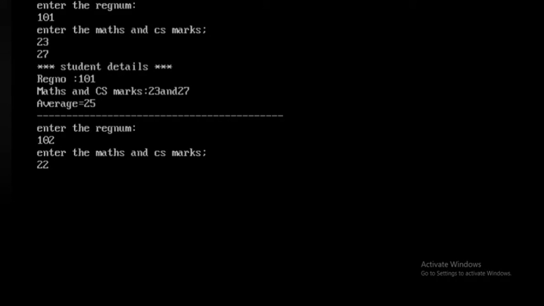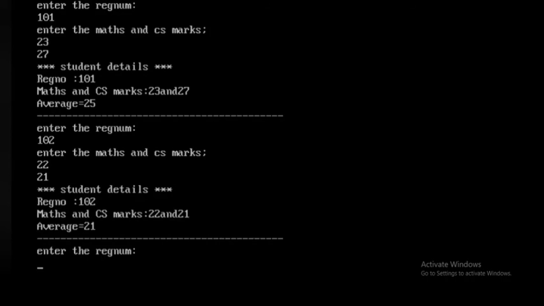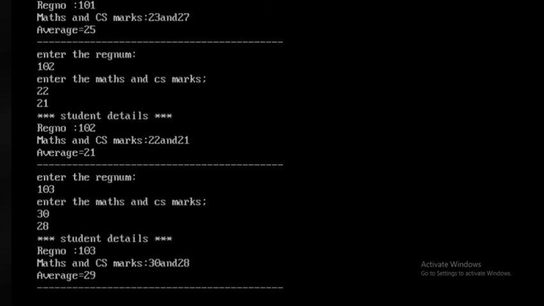Okay, 22 then 21. So 22 and 21 is going to give the average value. Again register number 103. Enter the CS and maths marks, so 30 and 28. Then it's going to display the student details: register number along with maths and CS marks and average marks. It's not going to take the next input. Why? Because 3 is not less than 3. At that time the condition becomes false, then it comes out of the loop, and it's not going to display the details of another student.